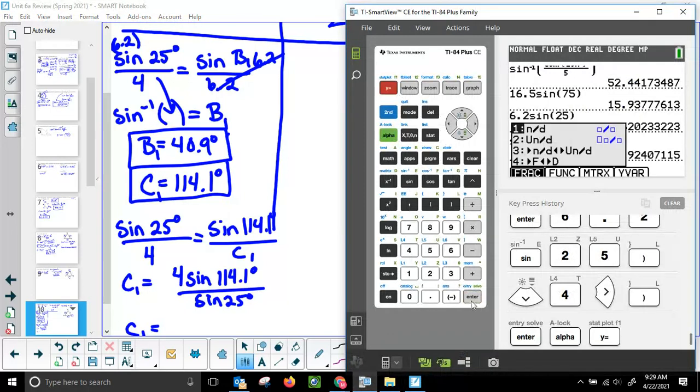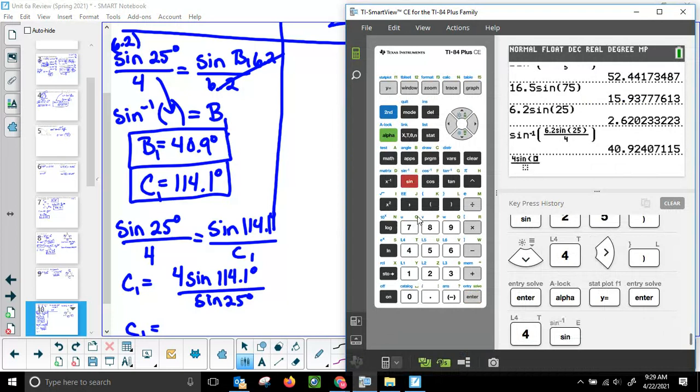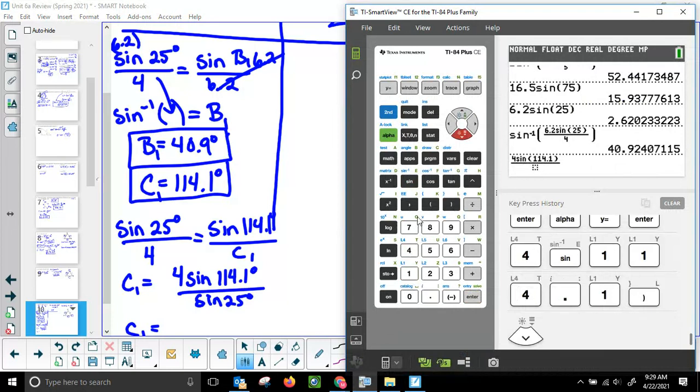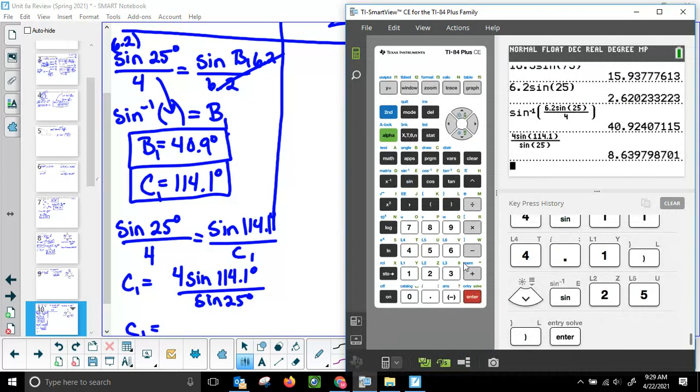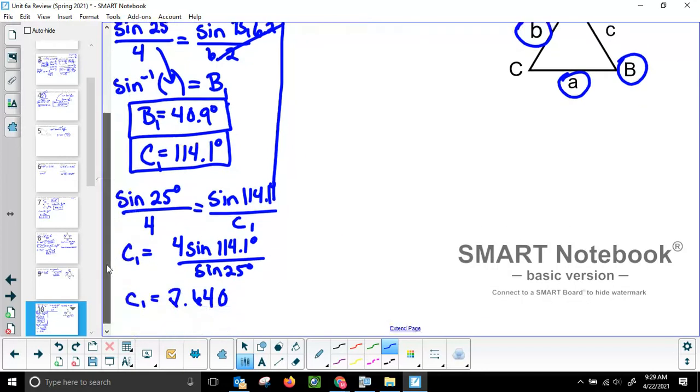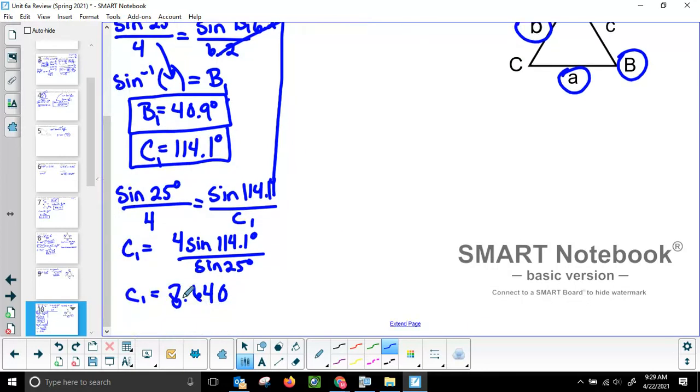So 8.640. That's a terrible 8. All right, so there's all three of our missing pieces there.